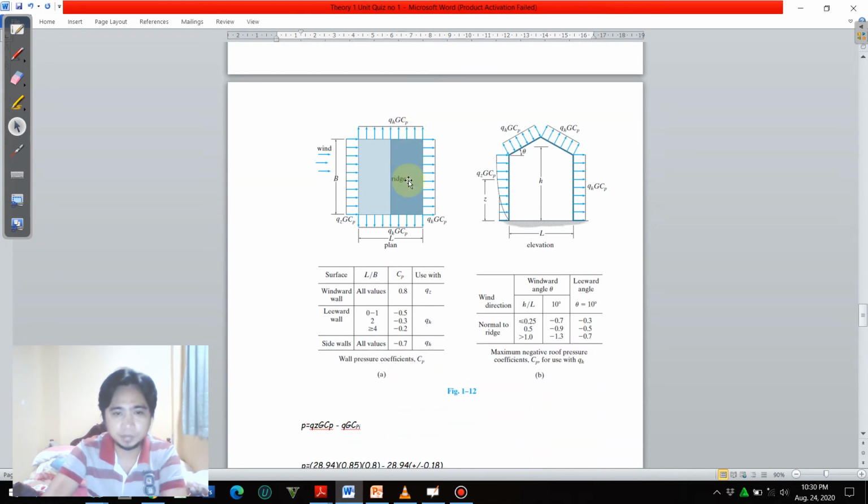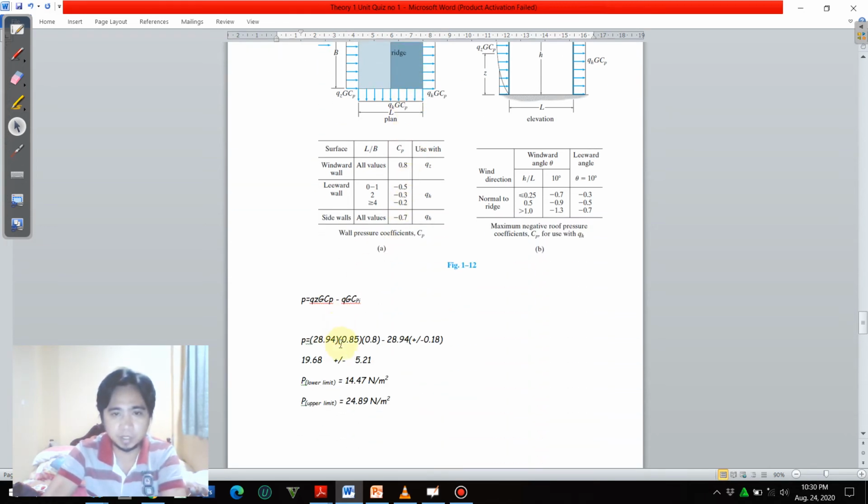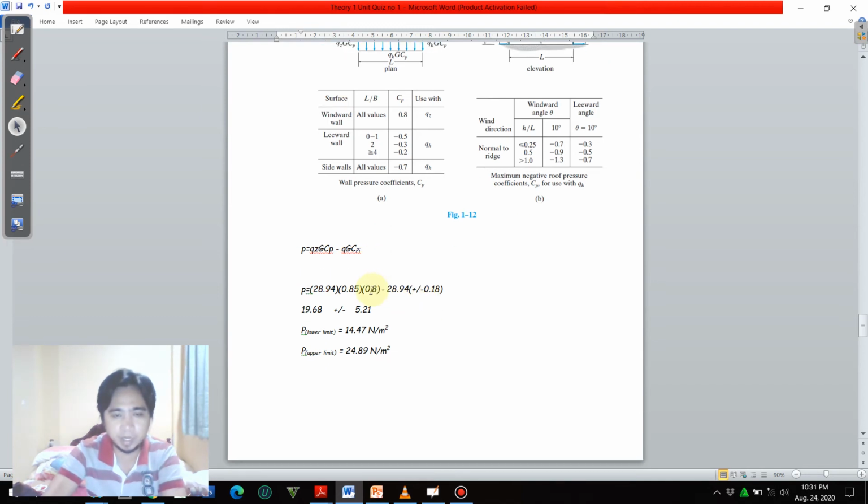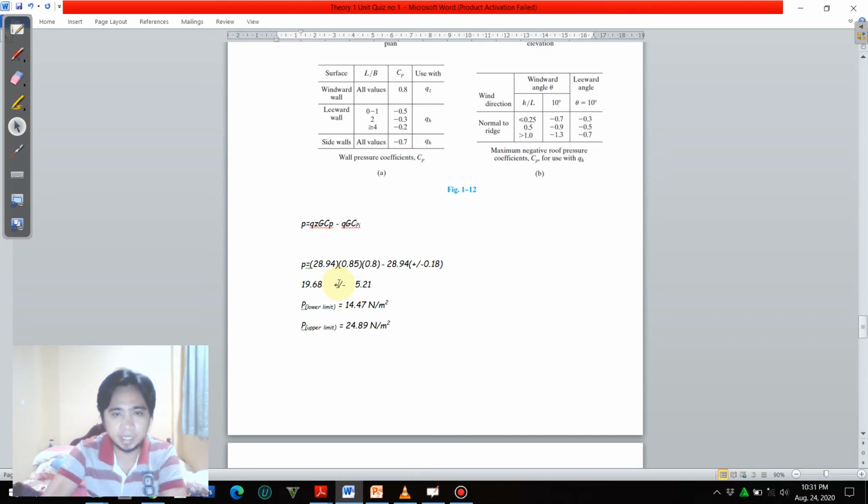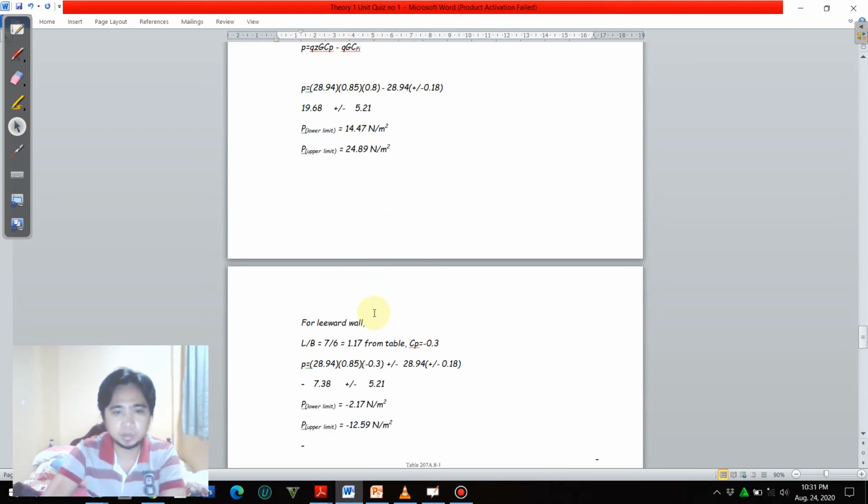Substituting that into the formula, as we notice here, QZ and Q are the same. 28.94 is the computed one, and then G is 0.85, CP is 0.8, and then plus or minus 0.18. With a plus sign, for the upper limit we have 24.89 Newton per square meter. For the lower limit, we deduct this 5.21, and we have 14.47 Newton per square meter.